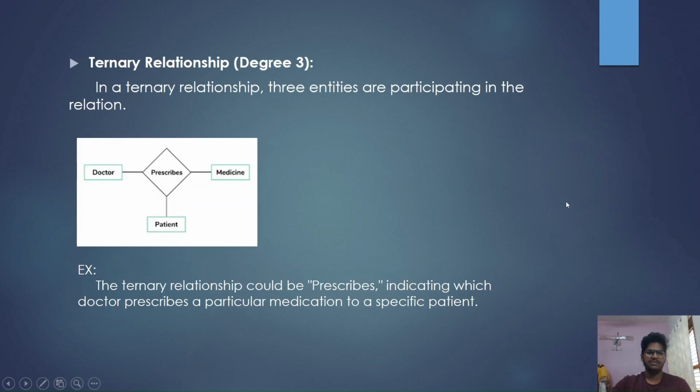Ternary relationship. In a ternary relationship, three entities are participating in the relation. Example. In this example, there are three entities, which are the doctor, medicine, and patient. The relationship between these three entities could be prescribed, indicating which doctor prescribes a particular medicine to a specific patient.